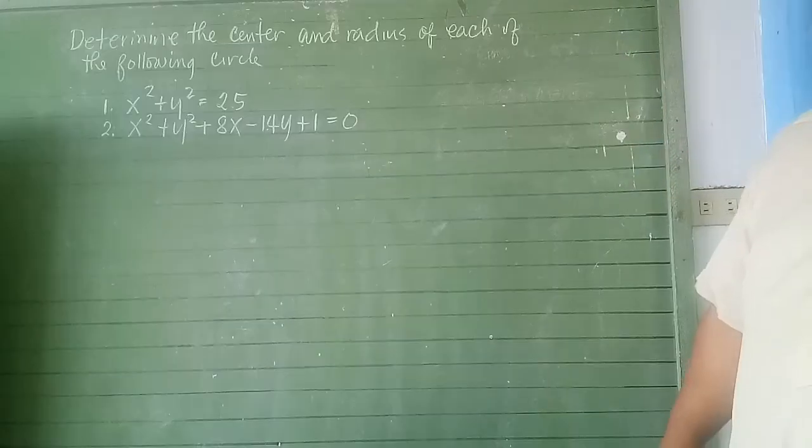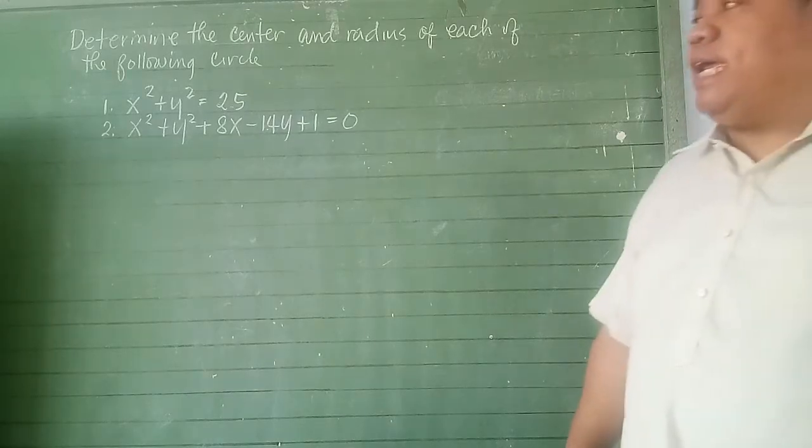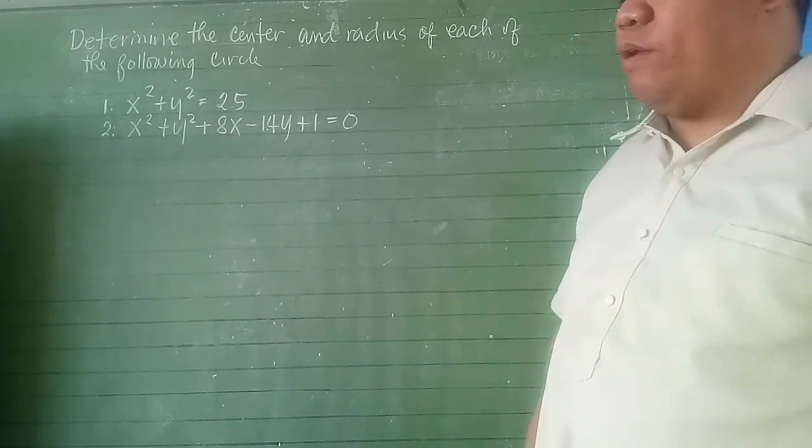Again, in this example, let us determine the center and radius of each of the following circles. In number 1, we have the equation x squared plus y squared equals 25.